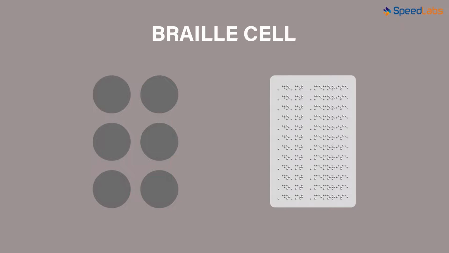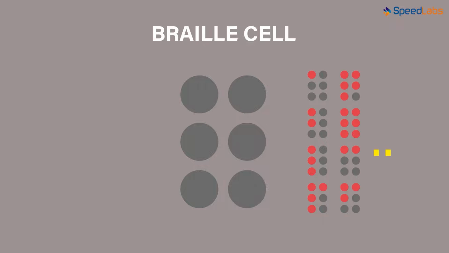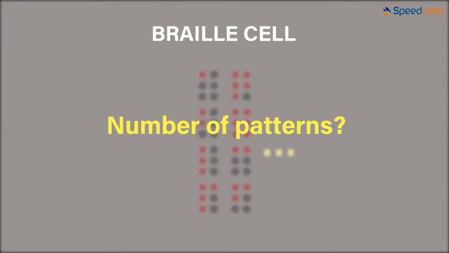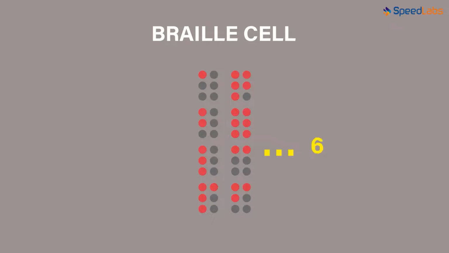Coming back to the single cell, how many patterns do you think can be formed from one single cell? This can be one pattern, this can be another, this is one more, and so on. How many patterns do you think can be formed? There are a total of 63 dot patterns that can be formed. If we assume no dots raised to be one pattern, then 64 patterns can be formed.